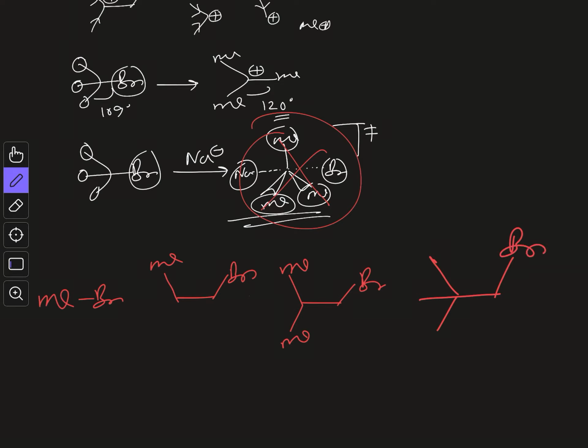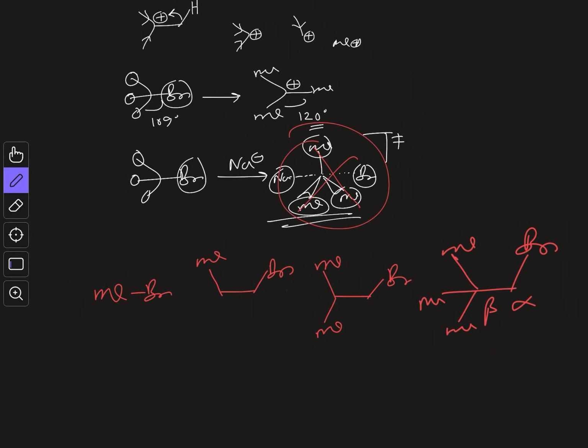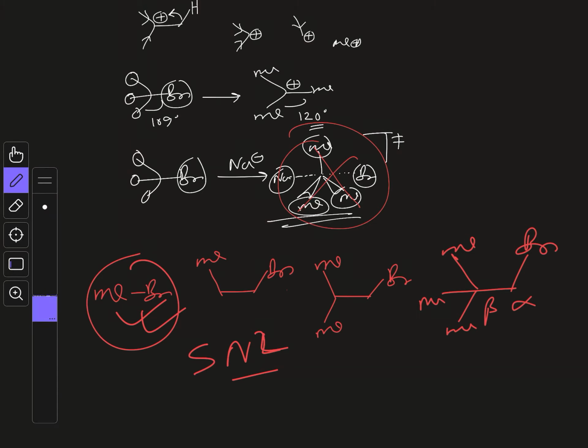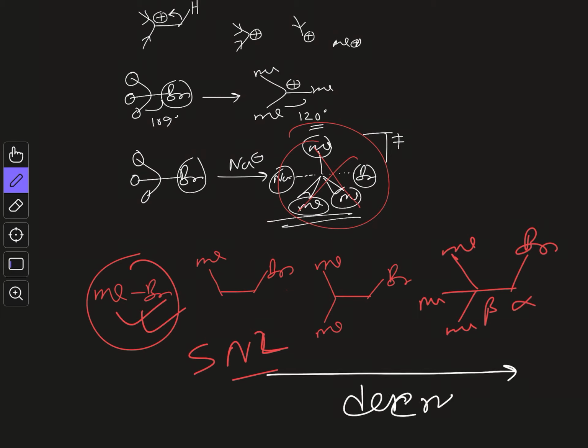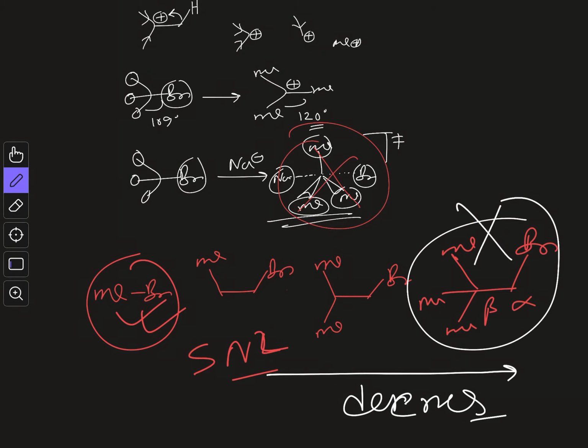So in the neopentyl group, we put 3 methyl groups at the beta position. So this is alpha, this is beta. So in this case we are increasing bulk at the beta position, so this will be very fast in an SN2 reaction. Okay, this will give a very fast SN2 reaction, and as we go from left to right we will see a decrease, and this molecule will not undergo SN2 reaction at all.